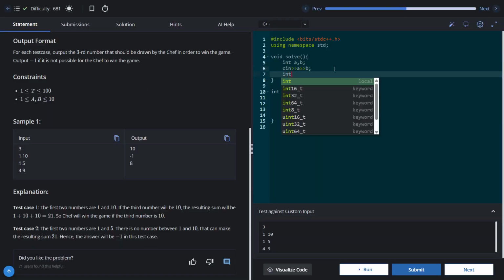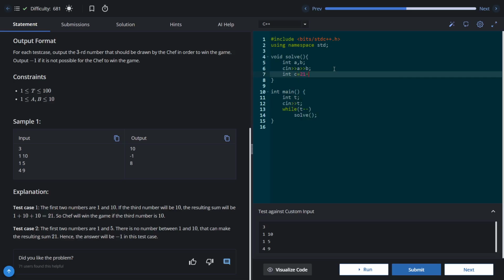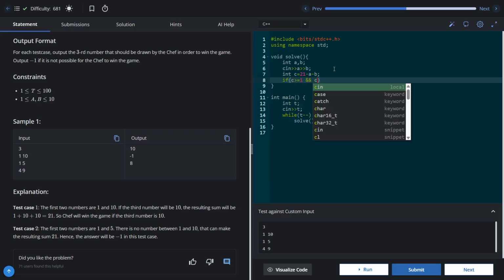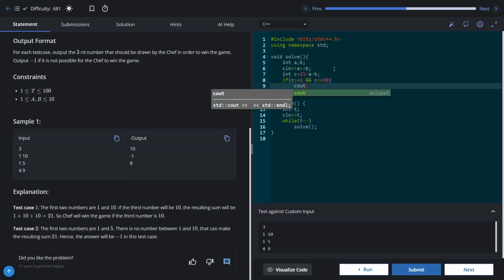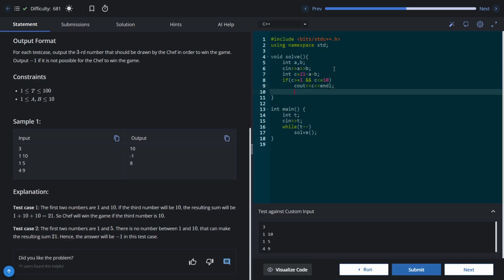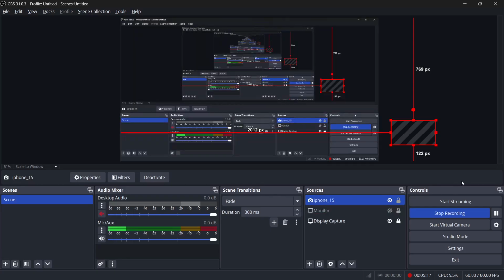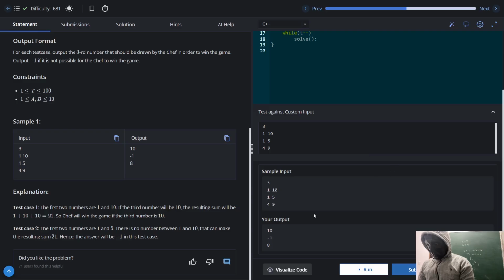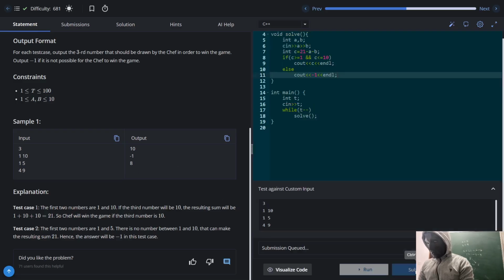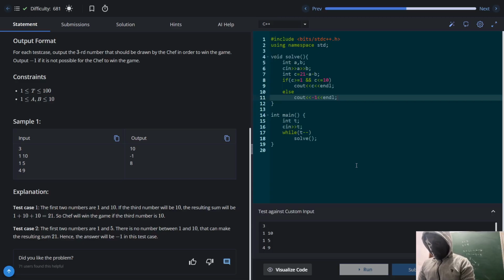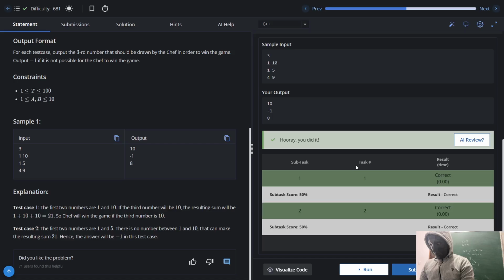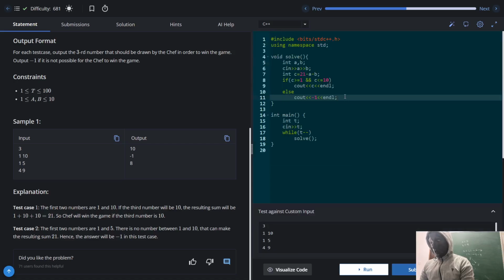Now we'll have to take C, which is basically 21 minus A minus B, and we'll have to check if C is greater than or equal to 1 and C is less than or equal to 10. In that case we'll be displaying C, whatever C value we have, else we'll have to display -1. Let's try to run the code. So we are getting 10, -1, 8, which is correct. Let's try to submit the code. Yeah, it got accepted. So it was easy only, basically math.